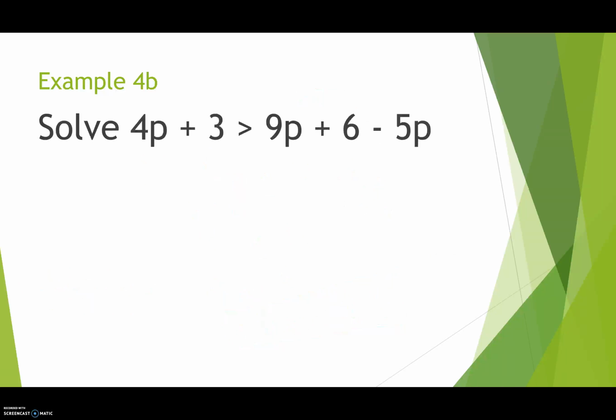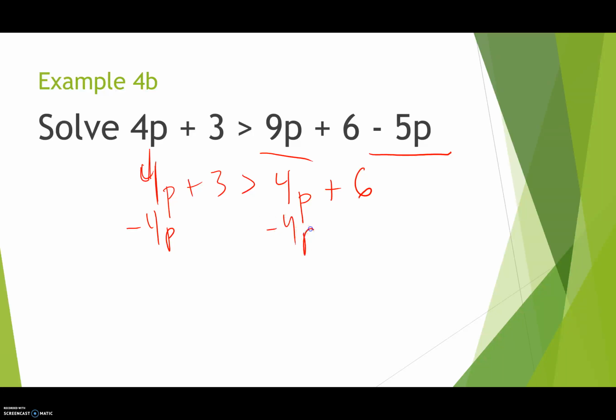And then you probably know where I'm going with this now. Most of you will be like, oh, I know where he's going with this. So 4p plus 3 is greater than, combine like terms, and I got 4p plus 6. You can always pause this if you're watching this. Now I subtract 4p. Look what's going to happen. 3 is left on the left, and 6 is left on the right.